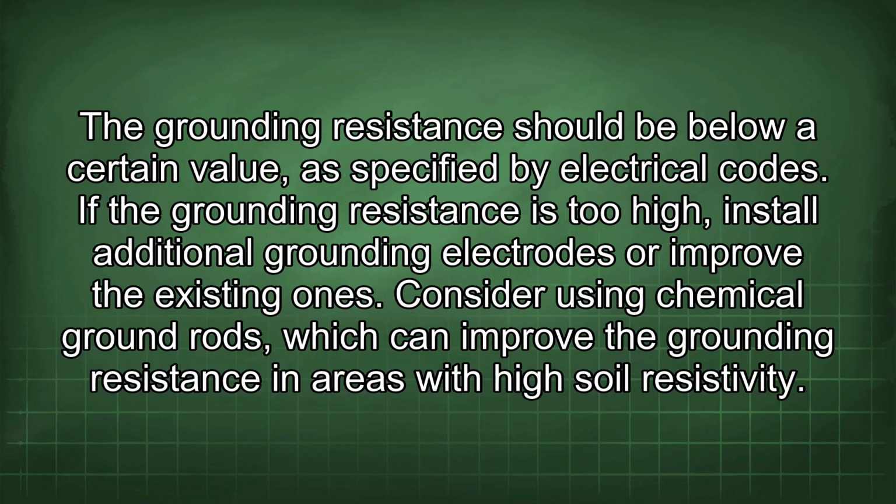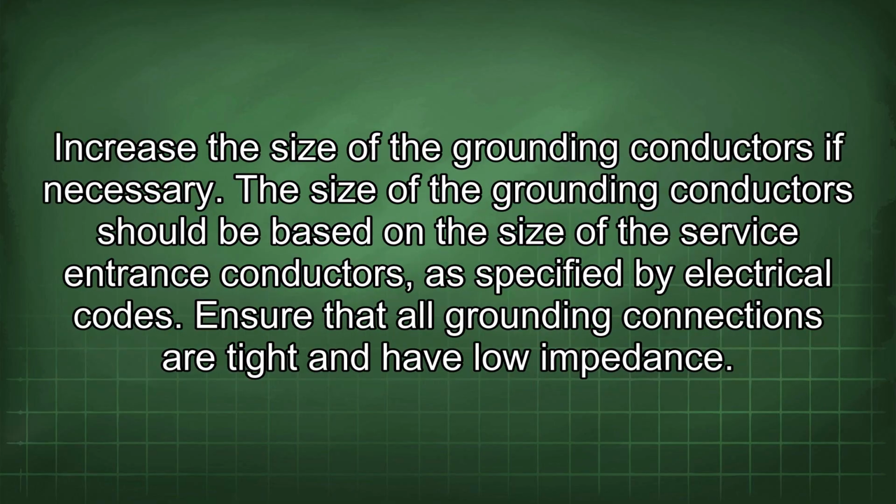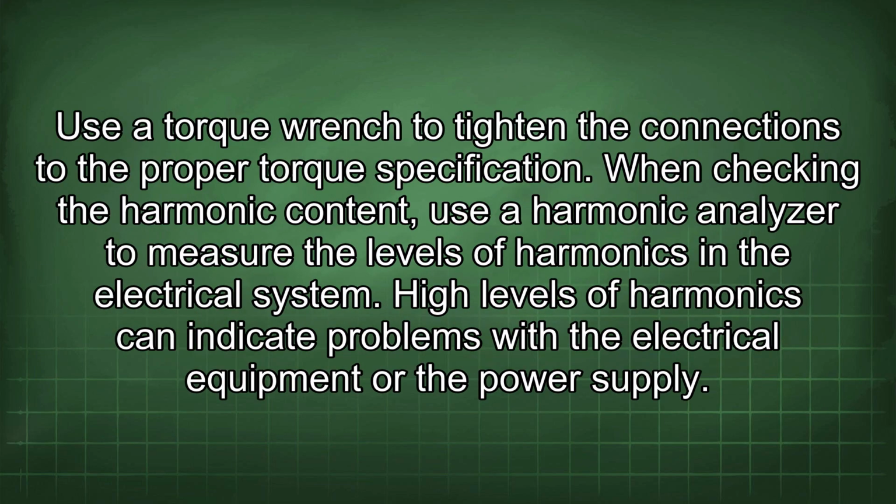Consider using chemical ground rods, which can improve the grounding resistance in areas with high soil resistivity. Increase the size of the grounding conductors if necessary. The size of the grounding conductor should be based on the size of the service entrance conductors, as specified by electrical codes. Ensure that all grounding connections are tight and have low impedance. Use a torque wrench to tighten the connections to the proper torque specification.